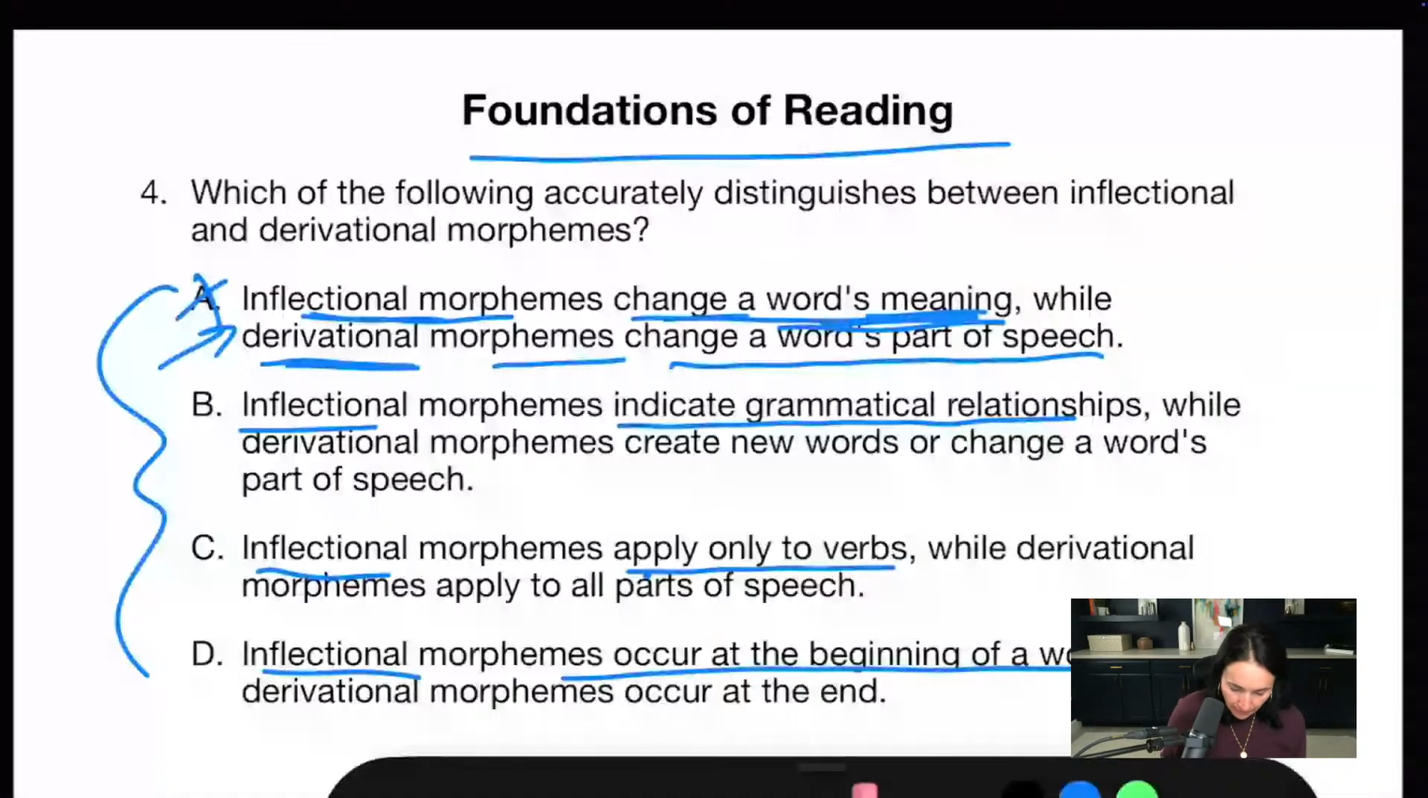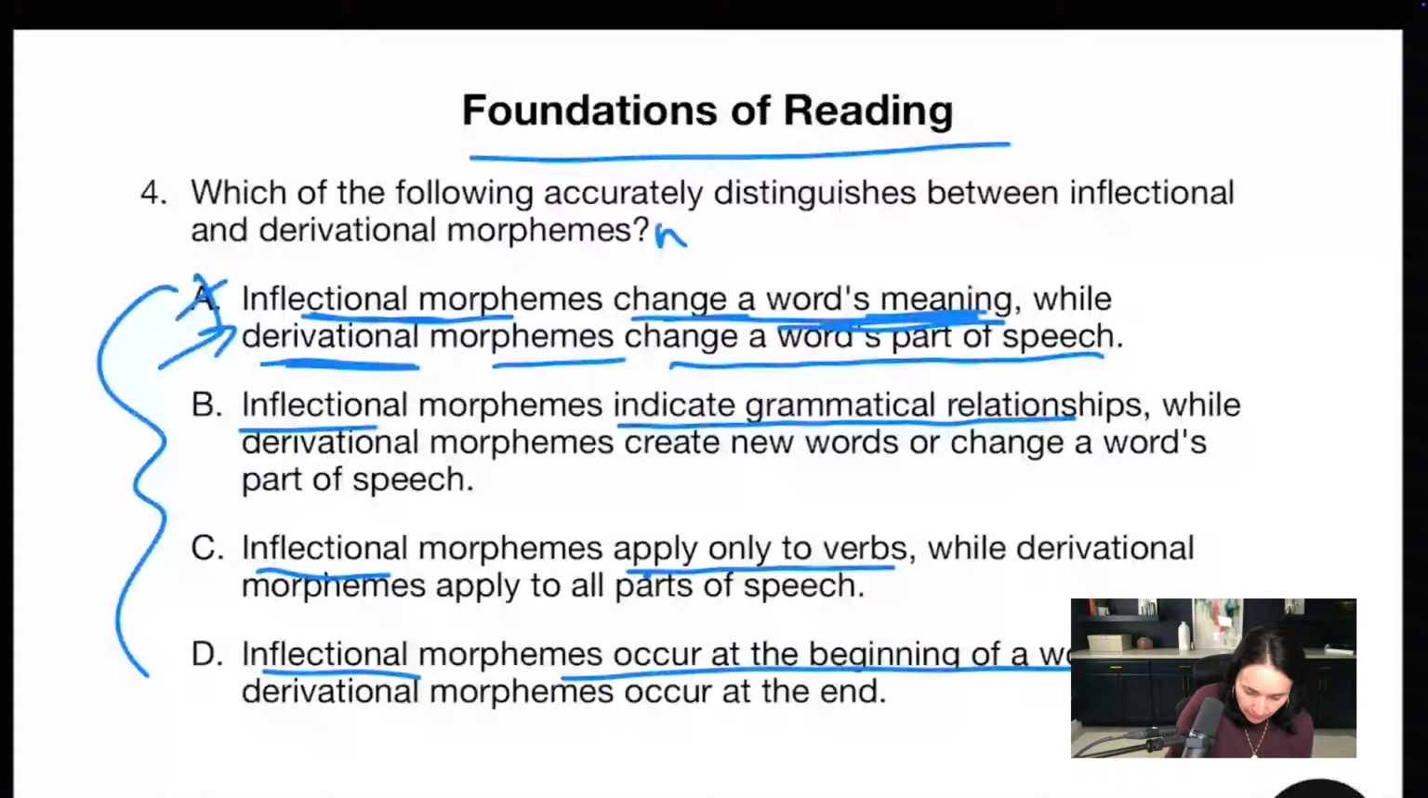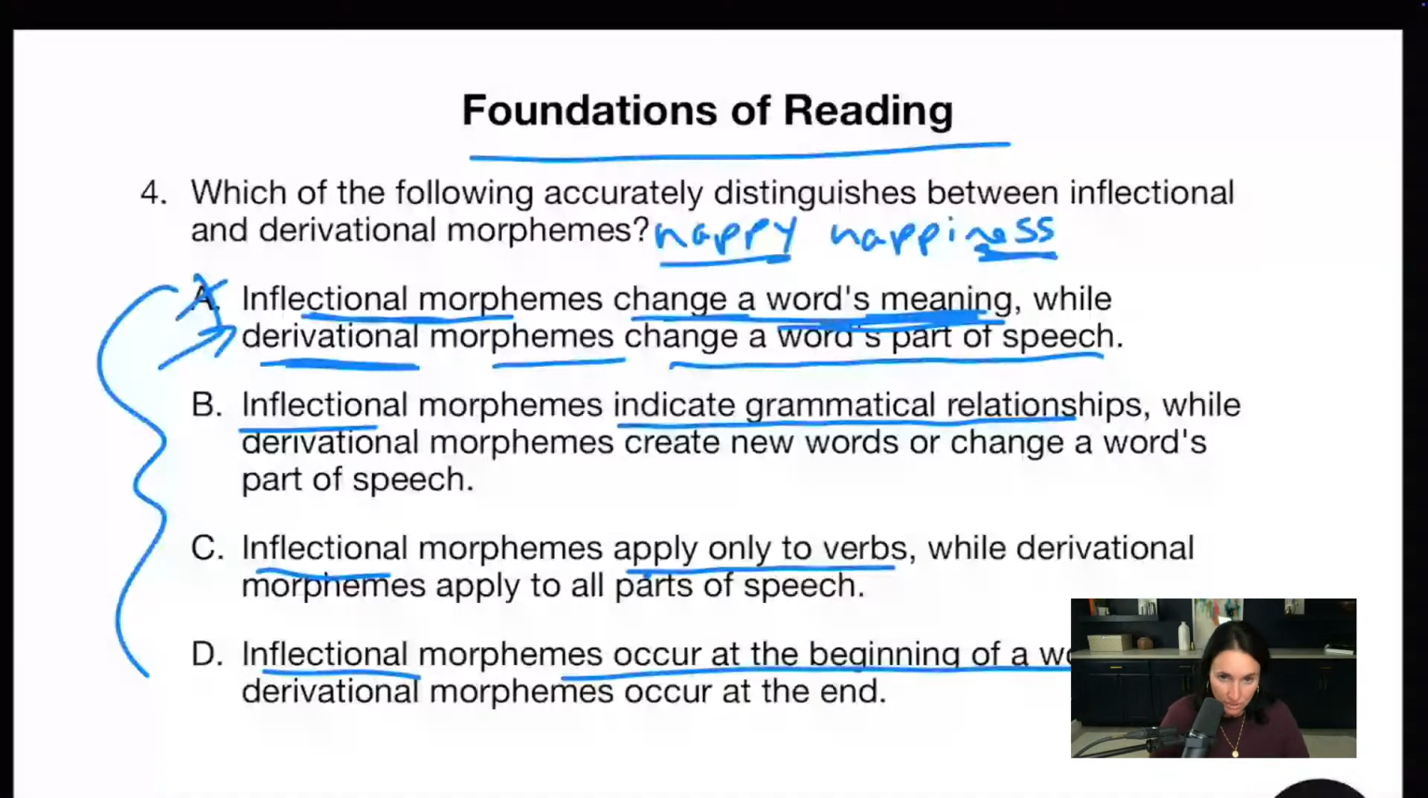Okay. Happy. We have the word happy. Now, if I go to happiness, ness is a derivational morpheme. Why? Because I just went from happy, which is an adjective, to happiness, which is a noun. That changes the part of speech.